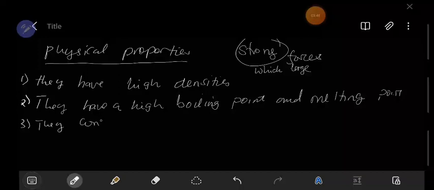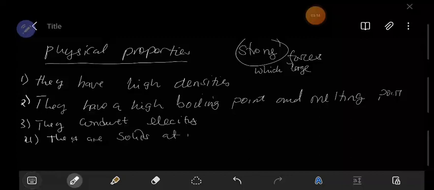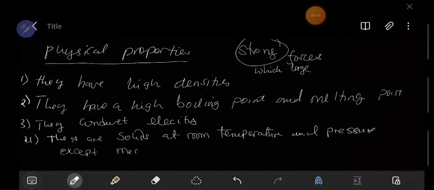And the other thing is that they conduct electricity. Why? Because they have delocalized electrons. They are solids at room temperature and pressure, except mercury, which is the only liquid metallic substance.